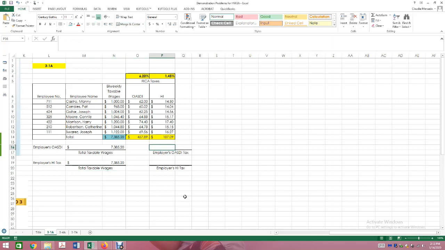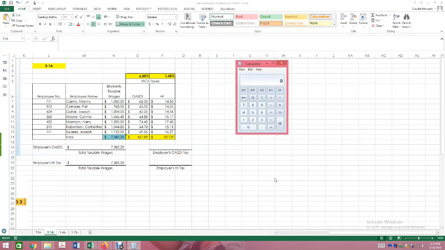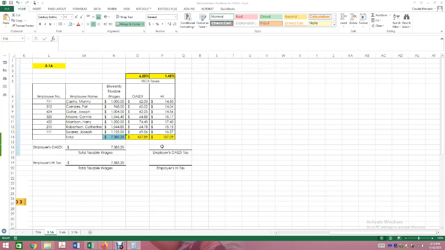Now how much do I have to pay in taxes? That is the question that they're asking you here. How much is the employer having to pay in taxes? For that, you're going to get your calculator. You're going to get the $73.85.20, and you're going to multiply by 6.2%. That's going to give me $457.88.